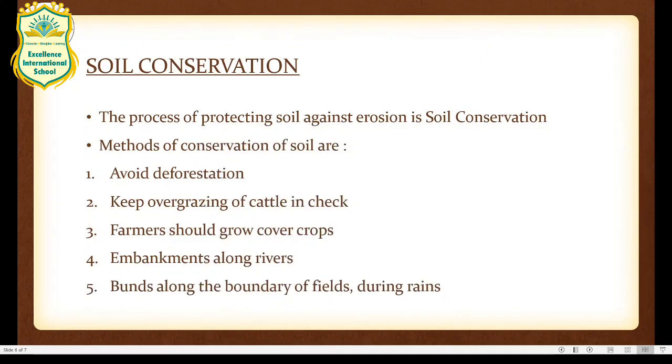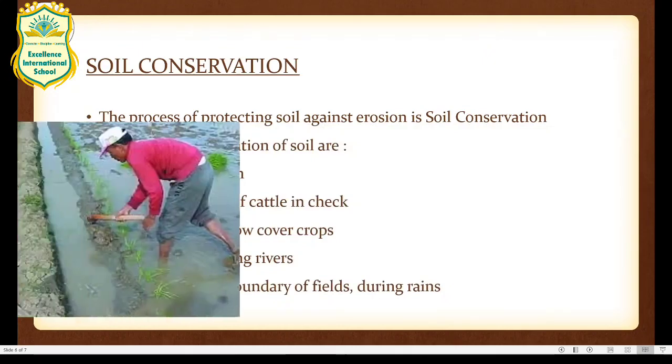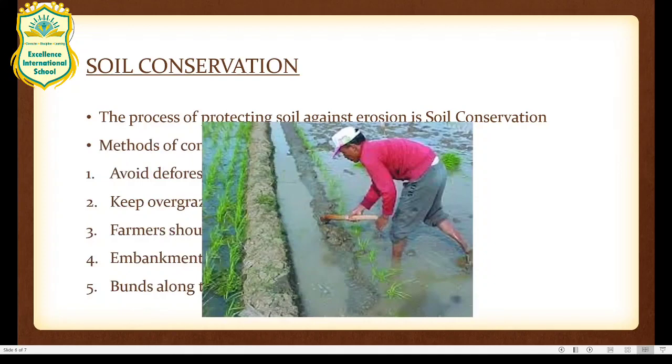Bunds along the boundary of fields during rains. During rains, there's a high chance that the water will flow away. This water will flow away and take the top fertile soil. First of all, the farmer will be at a disadvantage if the fertile soil goes away. So what these farmers do is they put these bunds. These bunds will not allow the water to flow from this region to this region, or to just flow basically. So these bunds will protect soil from getting eroded. So this is another very good technique.